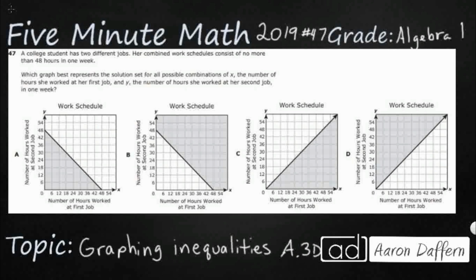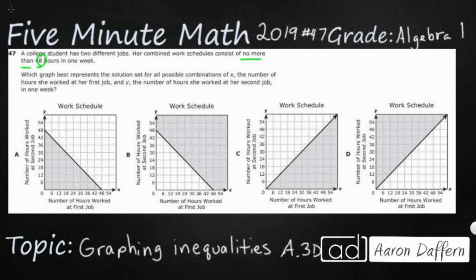So we have a college student with 2 jobs. Her combined work schedule consists of no more than 48 hours in 1 week. Okay, no more than. It's going to be very important for us. So which graph best represents the solution set for all possible combinations of x, the number of hours she worked in her first job, and y, the number of hours she worked in her second job?